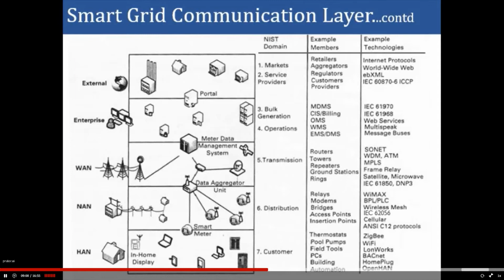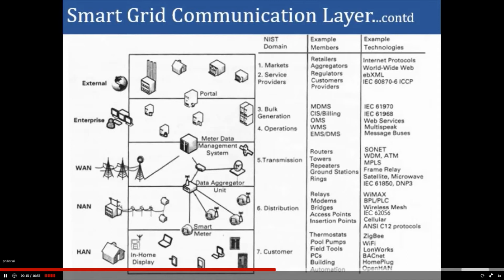The neighborhood area network is mostly utilized at the distribution system level, where members such as relays, modems, bridges, or different access points are used to share the data at the neighborhood area network level. So what are the possible technologies here?